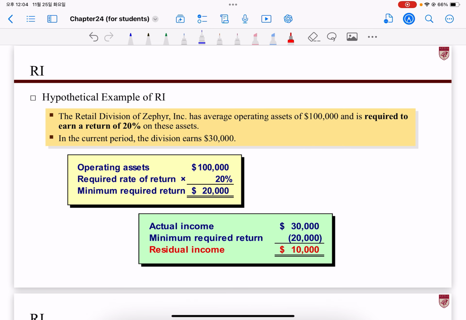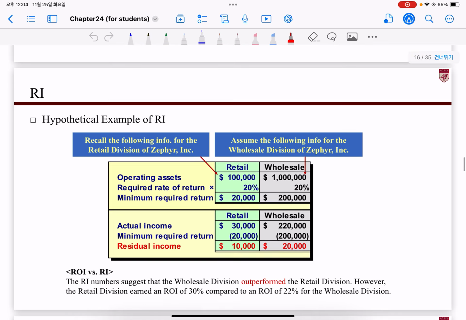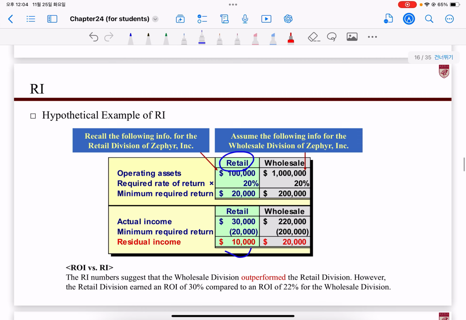This is a hypothetical, another example of RI. Now let's say it's a retail division of Zephyr. It has operating assets of 100,000 and requires a minimum return of 20% of the assets. The division earns $30,000. Okay, so the operating assets are 100,000. Minimum required rate of return is 20%. So in terms of the dollar amount, the minimum required return is $20,000, right? So our residual income is going to be $10,000. So that is the retail division side right here.